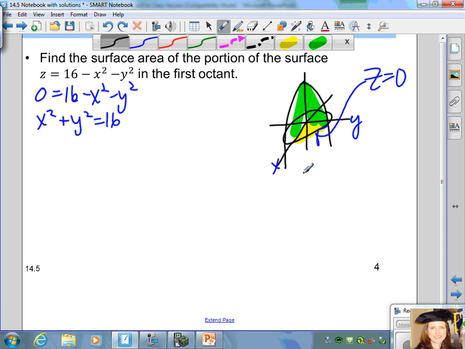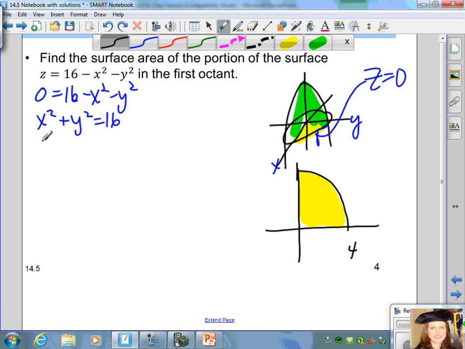So we can sketch the two-dimensional base region. Just the portion in the first octant corresponds to the first quadrant. And we're going to graph a portion of a circle with a radius of 4. x squared plus y squared equals r squared, so the radius here would be 4. So this is our base region.